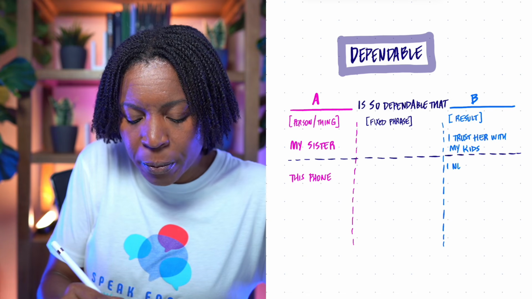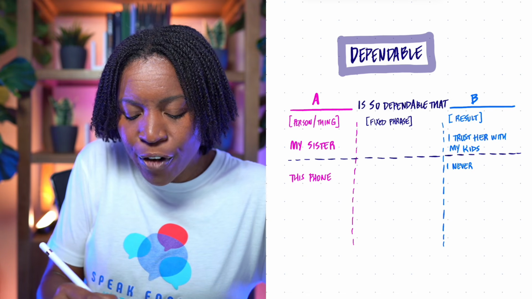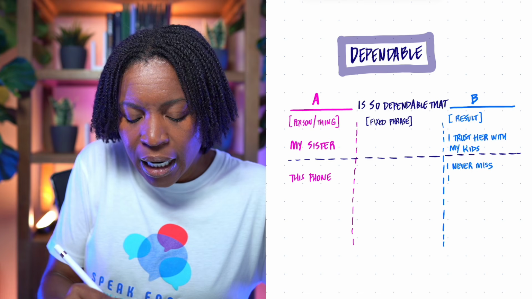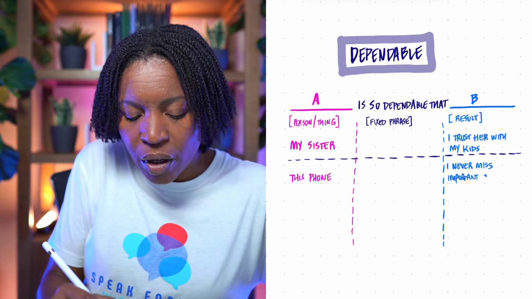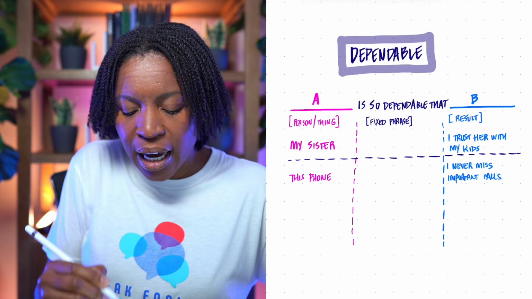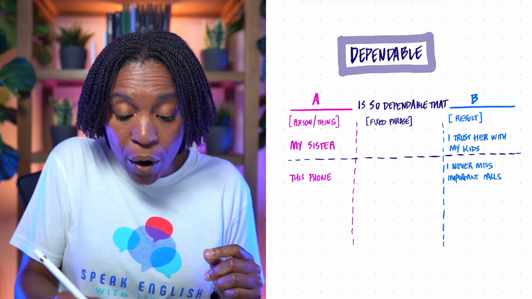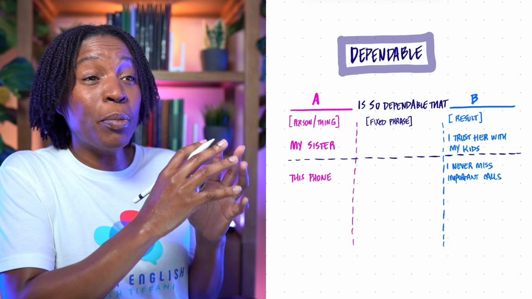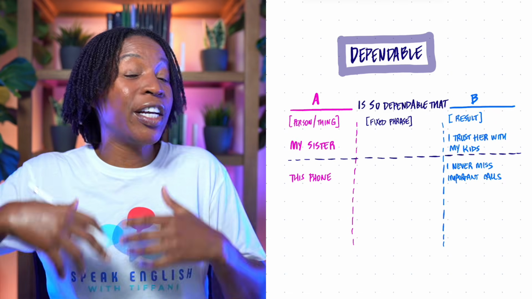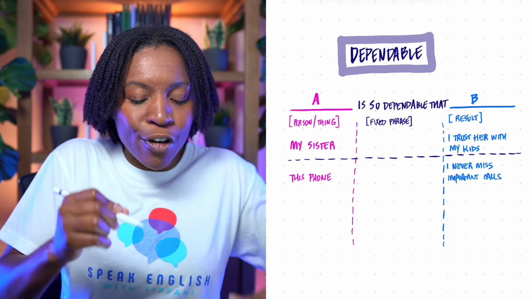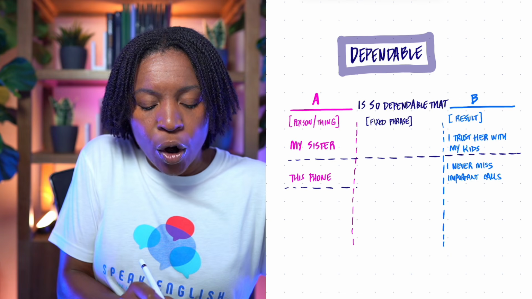So let's write that result. I never miss important calls. This phone is so dependable that I never miss important calls. It's so trustworthy. It's so reliable. I never miss important calls.